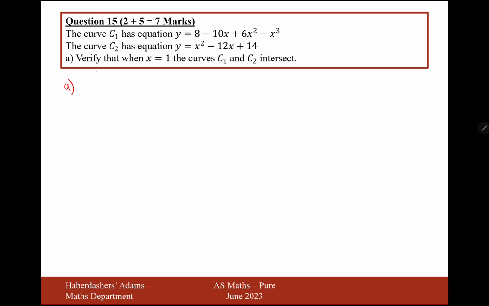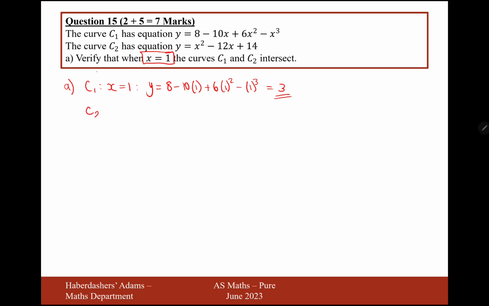So if we're given the x value of when they intersect, then when we substitute in x equals 1 into both of these equations, if they intersect, we get the same y value out. So for C1, when x equals 1, y equals 8 minus 10 lots of 1 plus 6 lots of 1 squared minus 1 cubed. Bung that in your calculator. 8 minus 10 is minus 2, add 6 is 4, minus 1 is 3. So 3 is the y value.